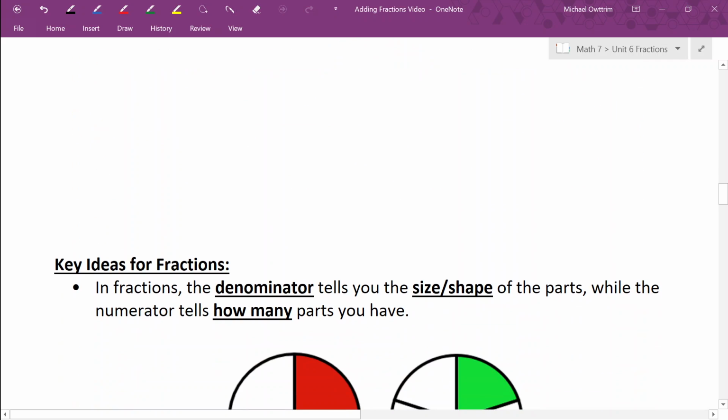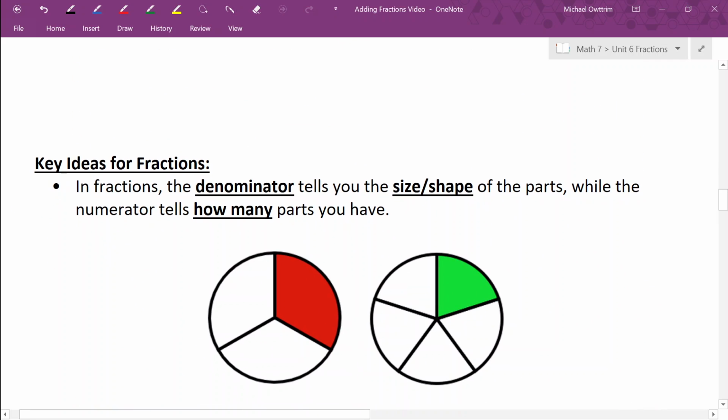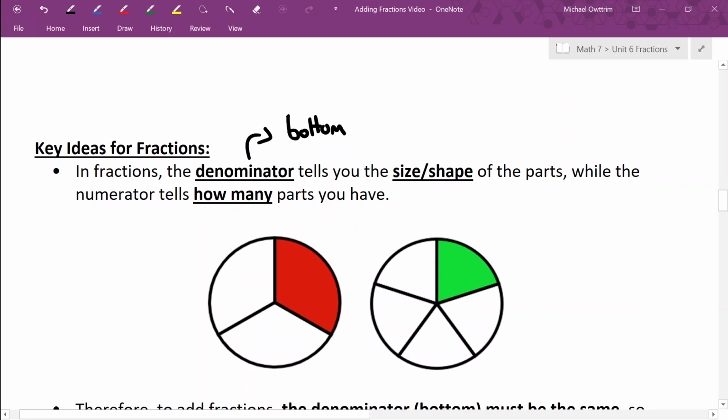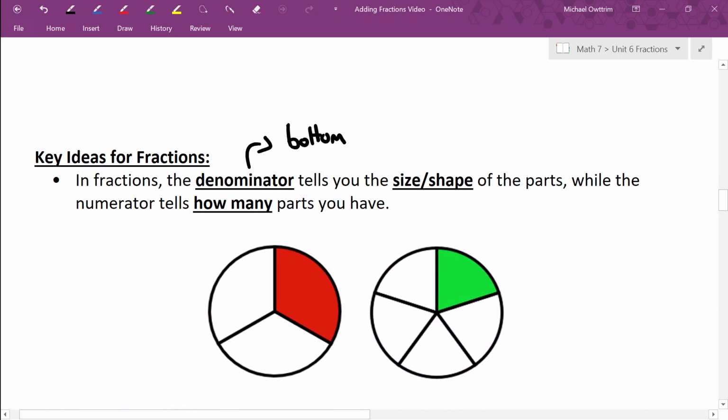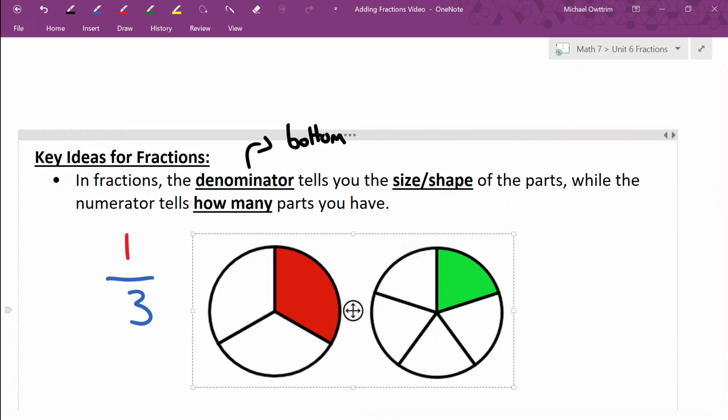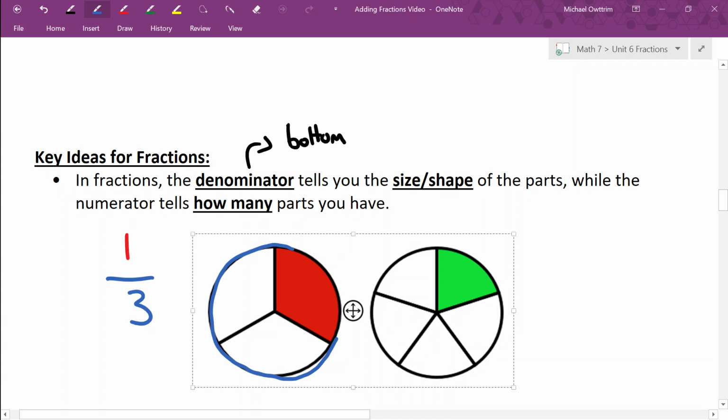So what does that have to do with fractions? Well, fractions have two parts, the top and the bottom. And in a fraction, the denominator, which is the bottom number, tells you the size and shape of the parts of your whole. So if I have a fraction like 1/3 with a 3 on the bottom, the 3 on the bottom tells me to take one whole object. In this case, one whole object is one circle, and split it up into 3 equal parts.